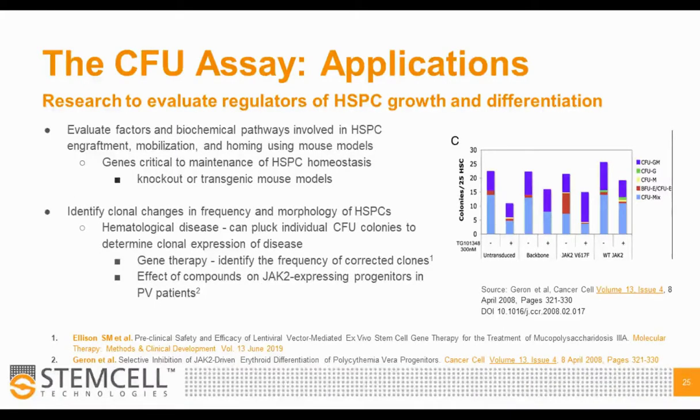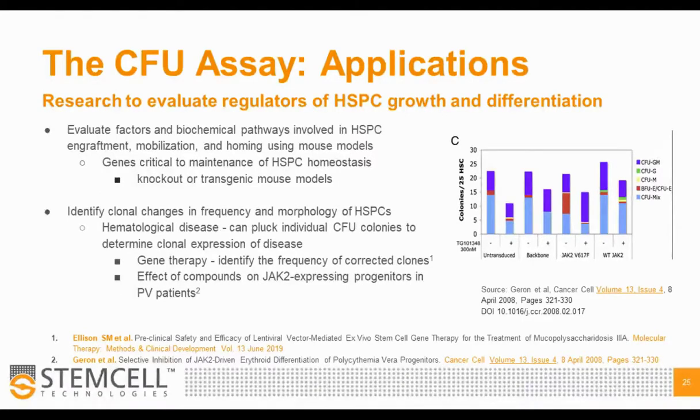In addition, the CFU assay, because it's clonal, allows you to really look at changes in the frequency and the morphology of hematopoietic stem cells on a clonal level. And for hematological diseases, for example, this has been an advantage. For something like polycythemia vera, which has a JAK mutation, it's not in every cell in the body, but to identify the percentage and get an idea of what we would call disease load, you can pick colonies after the CFU assay and get genetic material from those and use that for PCR to evaluate mutations or do any other kind of genetic analysis.